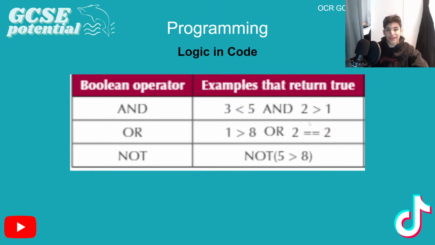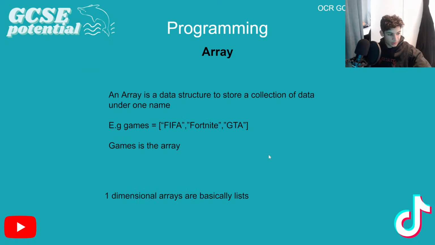Cool. Logic in code. So you can also use this in code pretty much. You just use Boolean logic in code. So this is what it looks like. You can do AND, OR, NOT, and NOT goes in the brackets.